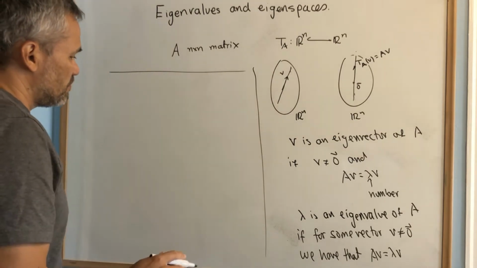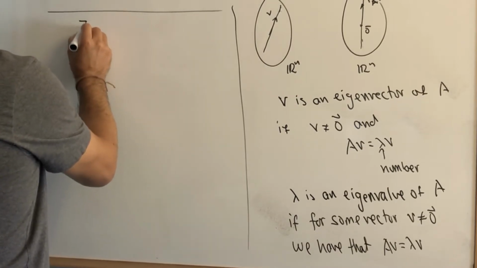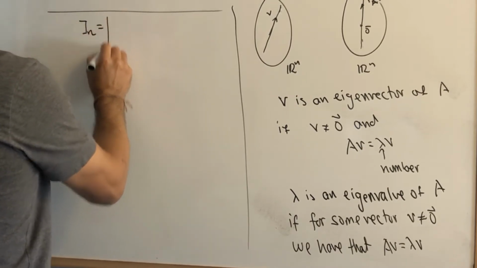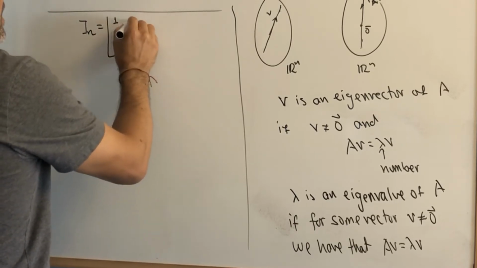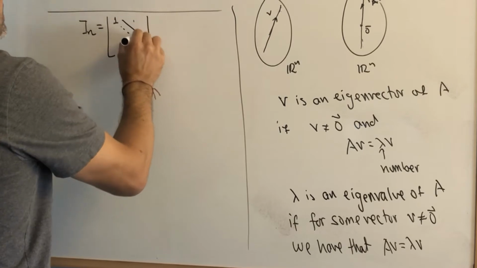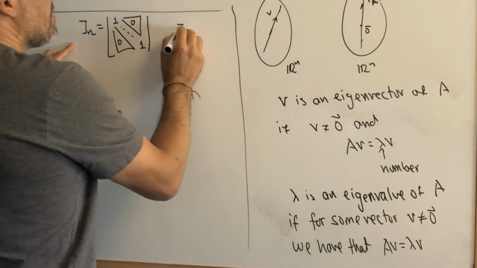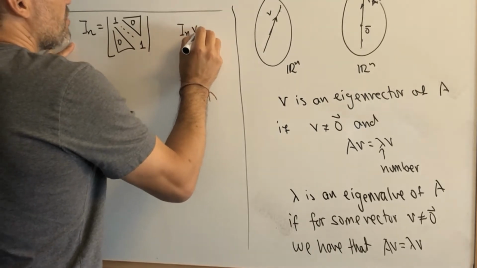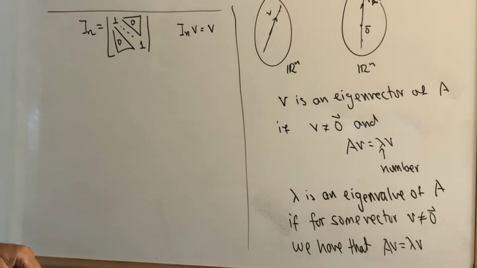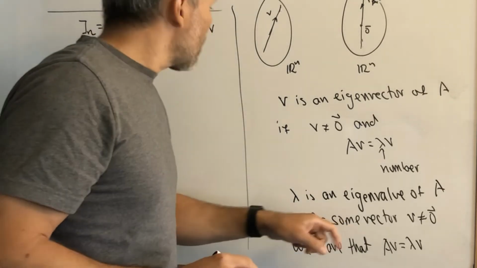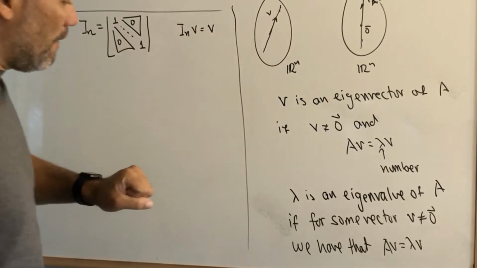Before doing the procedure to find the eigenvalues, let me point out that if we have the identity matrix In, which is the matrix that has 1 in the diagonal and zeros everywhere else, then if we multiply the identity matrix with a vector, we just get the same vector. For that reason, we can always change v with the identity times v.